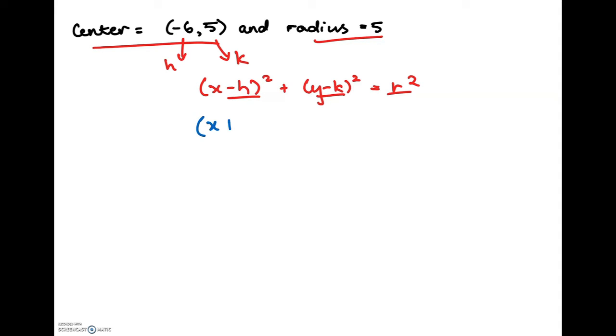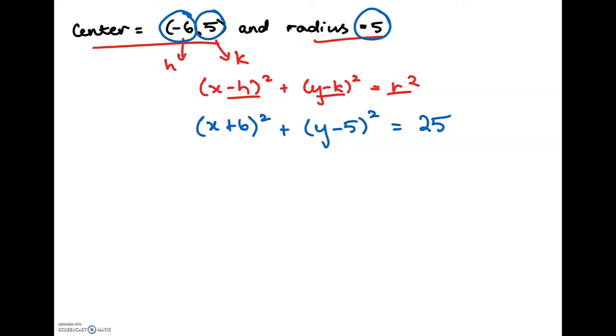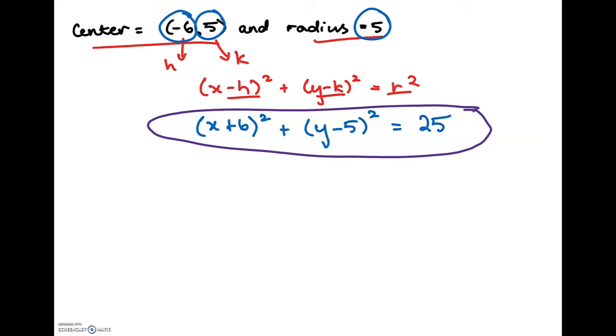So we're going to write (x plus 6) squared. As you can tell, the h is negative 6, but we're making it plus. Plus y, so k is basically 5, so we're going to write (y minus 5) squared, which is equal to r squared, and r in this case is 5, so the radius, and that 5 squared is equal to 25. So that's it. This is honestly just the simplest equation of a circle with the center of negative 6, 5.